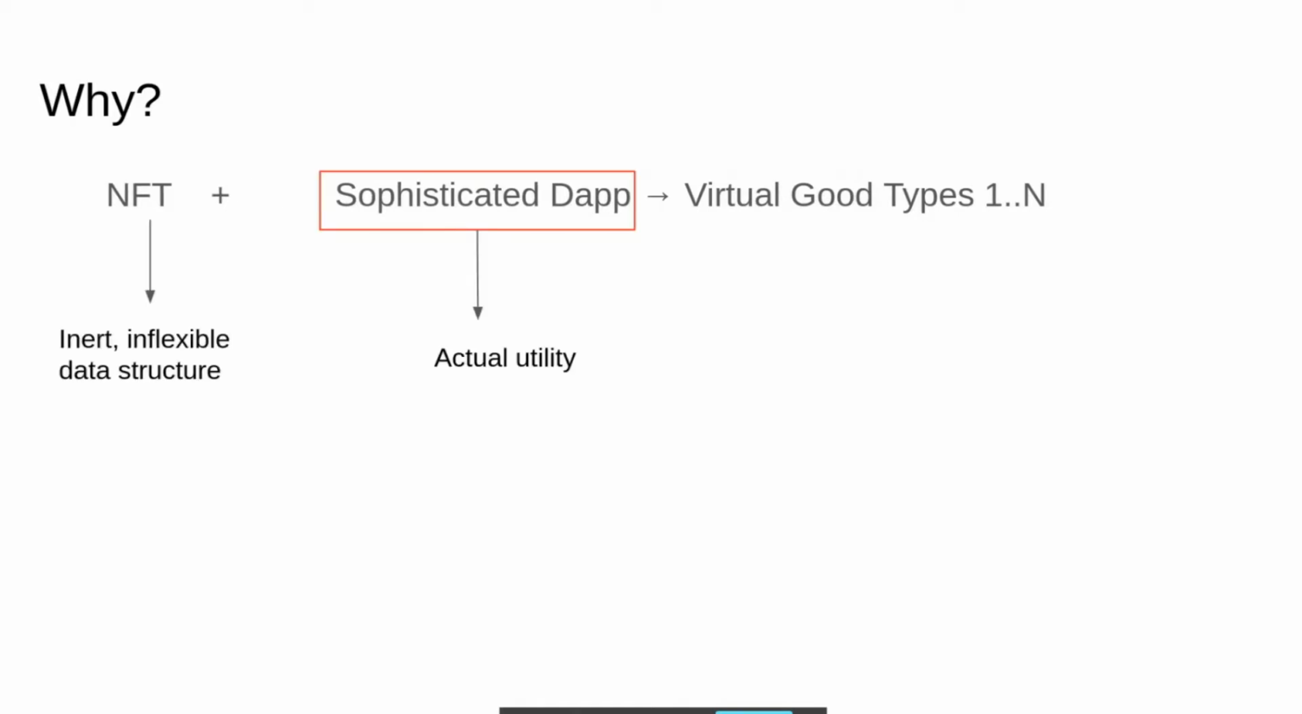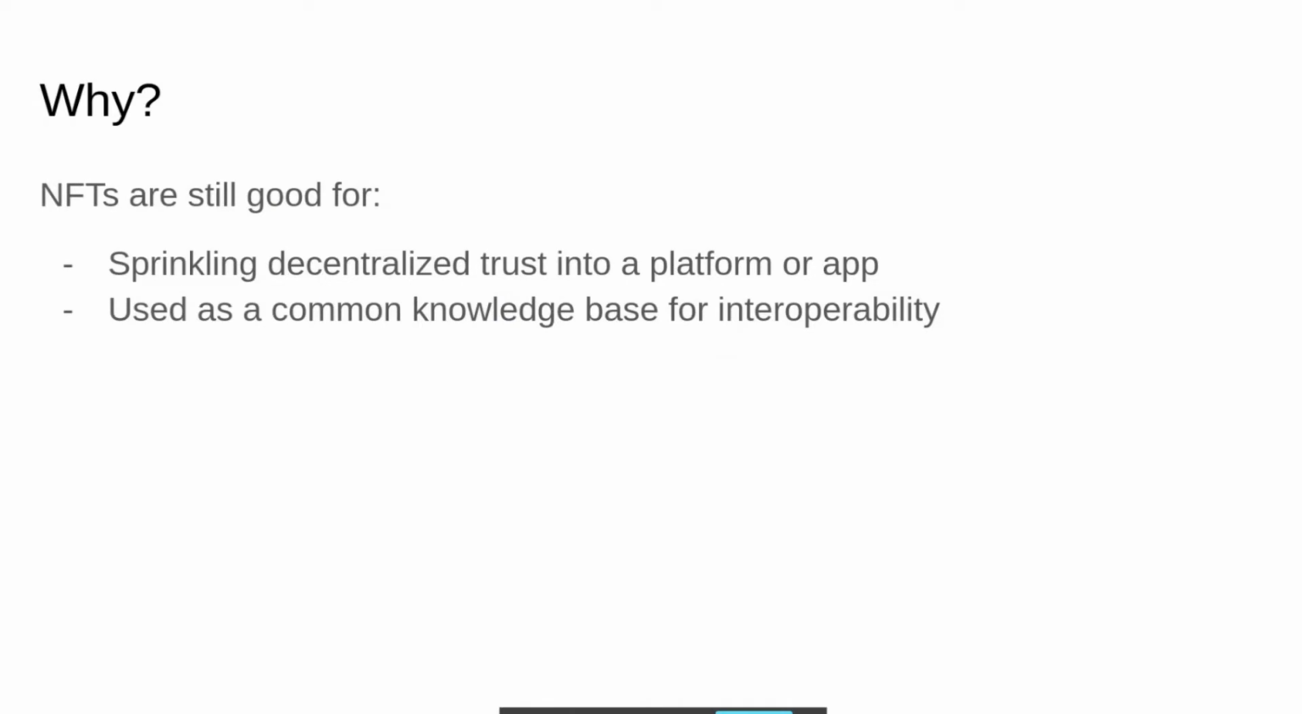However, we end up with another problem, where the real utility of the virtual good exists in the application. It doesn't offer the same guarantees as the token, and the tokens become mostly inert, inflexible data structures. Innovation on token designs is really just about what more complicated, static, predefined structure I can create, barring things like upgradability of contracts from the Ethereum world and the rug-pulling opportunities that presents. But that's not to say that NFTs are good for nothing, obviously.